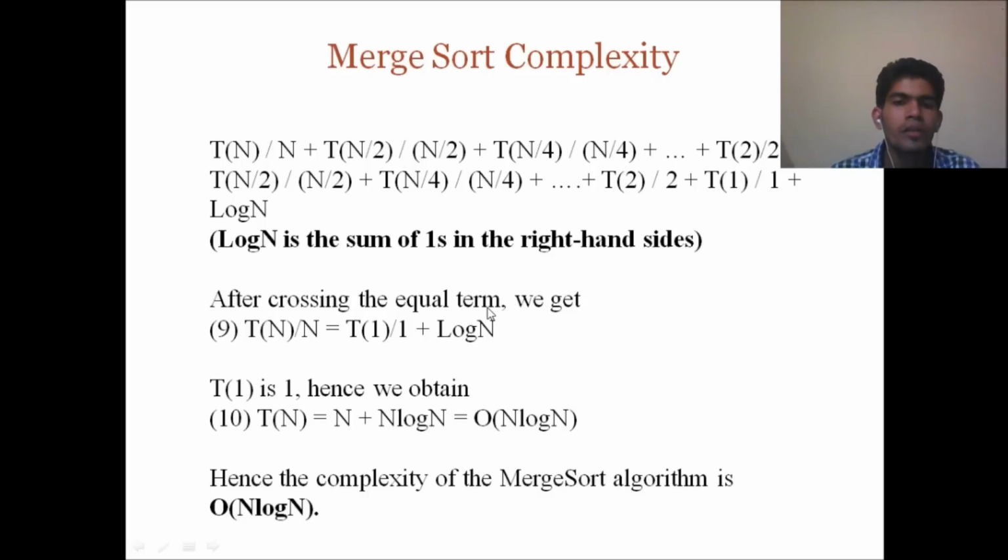Now we cancel the equal terms, like T of n by n here and T of n by 2. T of n by n has no equal term, but T of n by 2 divided by n by 2 has the equal term here, that is cancelled out. Similarly, T of n by 4 has the equal term here, which is cancelled out. After cancelling all the equal terms, we get the equation T of n by n is equal to T of 1 by 1 plus log n. Now we multiply by n on that side and get this equation: T of n is equal to n plus n log n, which is nothing but O of n log n. Hence the complexity of merge sort algorithm is O of n log n.